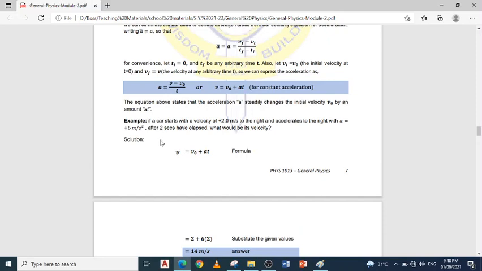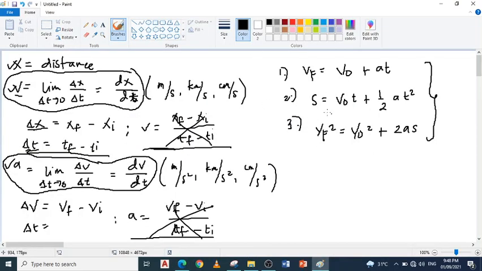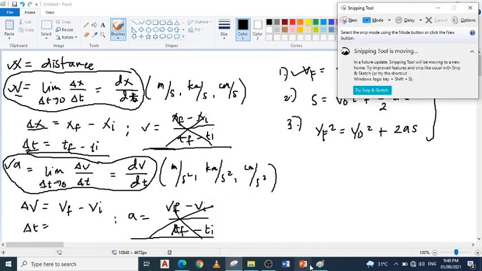If a car starts with a velocity of 2 meters per second to the right and accelerates to the right with acceleration equals 6 meters per second square. After 2 seconds elapsed time, what would be its velocity? Okay? Sabi ko kanina, there are 3 formulas na kailangan nyo lang intindihin. Ang ginamit niya is itong first na formula. Okay? Bakit ito?